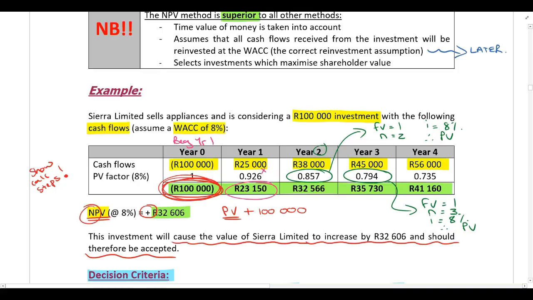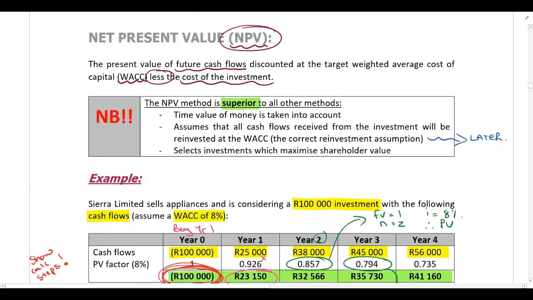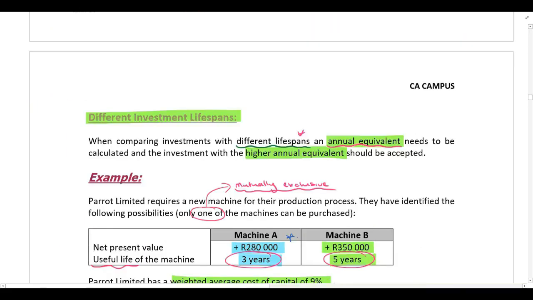The net present value is after deducting the investment cost of 100,000 Rand. If we look at the definition for the net present value, it is the present value of my future cash flows discounted using the company's weighted average cost of capital less the cost of the investment. So when I deduct the cost of the investment, that gives me the net present value. If I just want the present value, you should not deduct the cost of the investment.